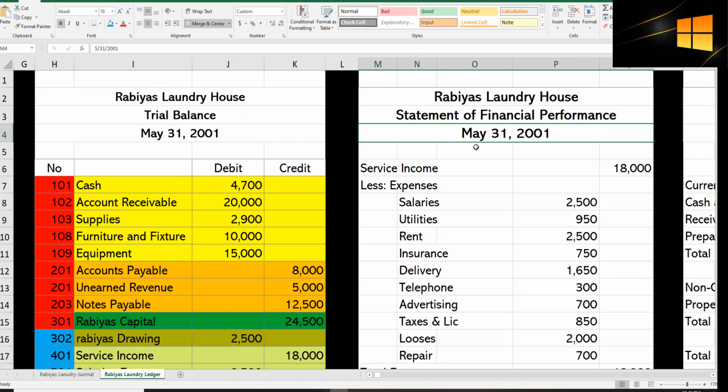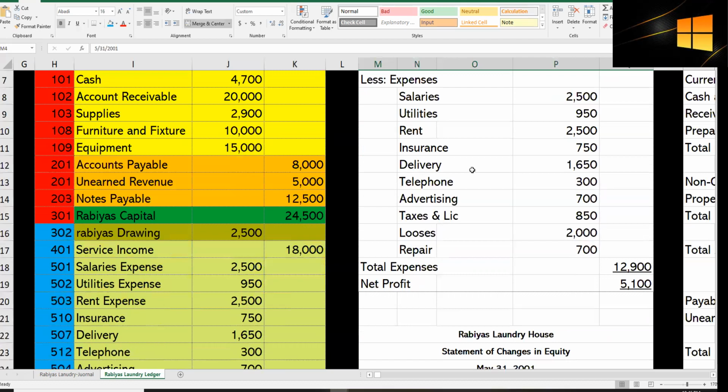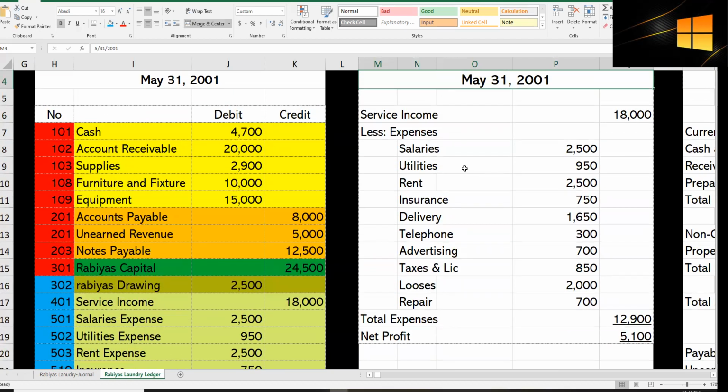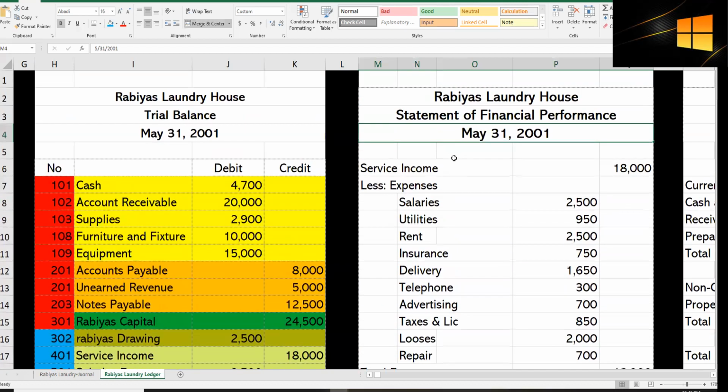So what is the end? End of the month, right? If April, then 30. If May, then 31. If June, then 30. Okay? So something like that. Now, what are the elements of the financial performance? Number one is the income and the expenses.